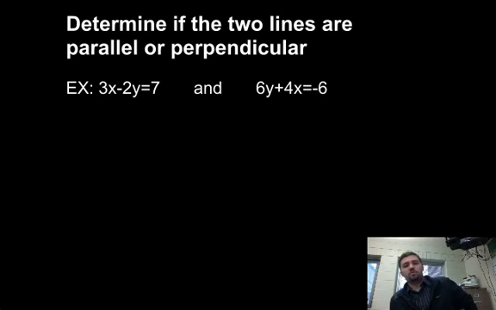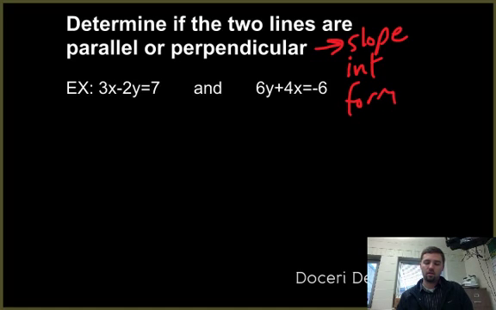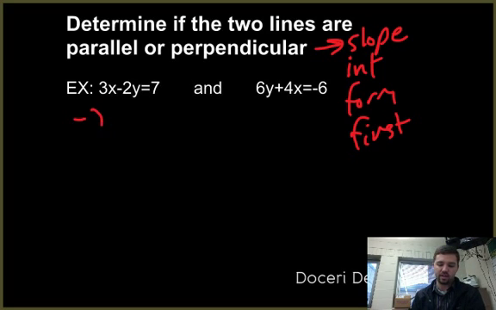What if I wanted to see if two lines were parallel or perpendicular? Well, to do this, I need to put this in slope-intercept form first. So do that first. Put this stuff in slope-intercept form, okay? Well, I'm going to subtract 3x from both sides. So I'll get negative 2y equals 7 minus 3x. Okay? Divide by negative 2.